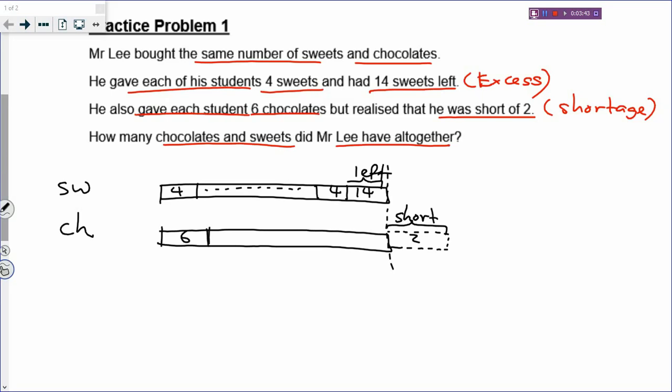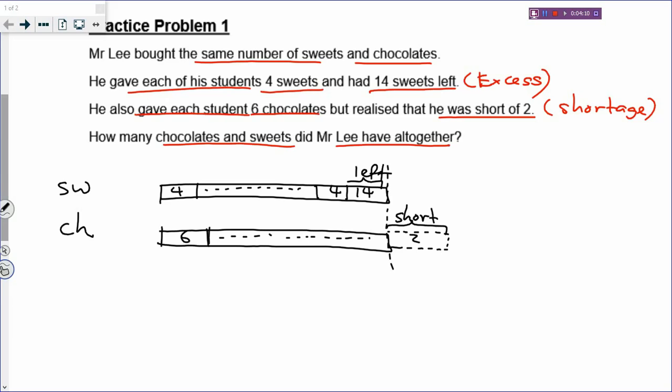And the last person, where is the last person? Somewhere at the end of the rectangle, which we can't draw. So you have the first person, at the front of the model, who has 6 chocolates, and the last student is somewhere at the end, who doesn't have enough chocolates.